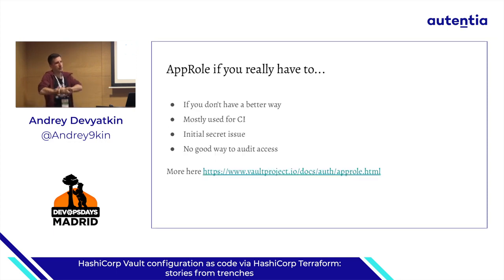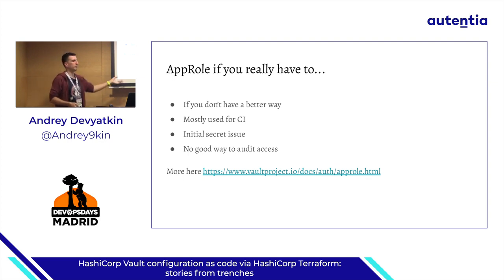AppRole is another authorization engine that you could be using. And I think the primary use case here is for hosted CI. For instance, if you use Circle CI in the cloud, right? Your Circle CI needs to log into Vault, but there is no other IAM system it can leverage, because Circle CI doesn't really know anything about your infrastructure. And AppRole is basically username and password.